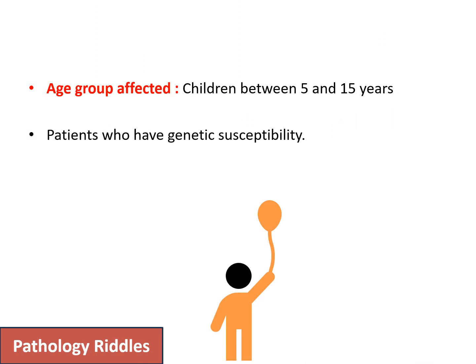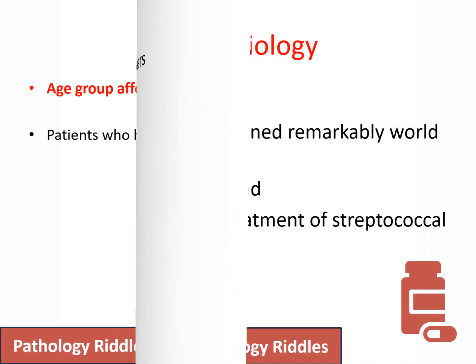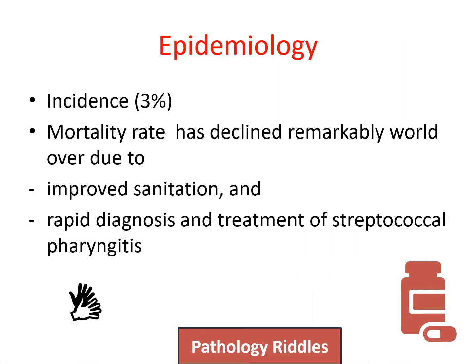The most commonly affected age group is children between 5 to 15 years of age. Some patients are genetically susceptible to rheumatic fever. So incidence is about 3%. The mortality rate of rheumatic fever has decreased remarkably worldwide. It is because of improved sanitation and rapid diagnosis and treatment of streptococcal pharyngitis.